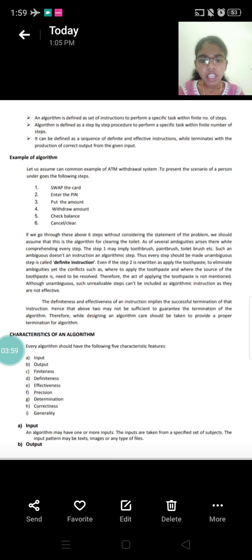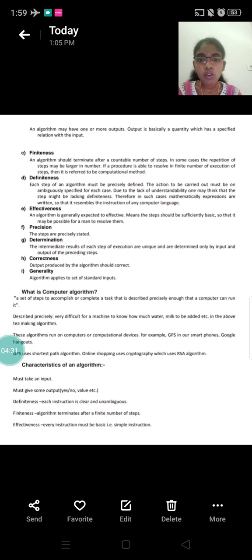Characteristics of an algorithm. Every algorithm should have the following characteristic features: input, output, finiteness, definiteness, effectiveness, precision, determinism, correctness, and generality. Input. First one, an algorithm may have one or more inputs. The inputs are taken from a specified set, and the input may be text, images, or any type of files. Second one is output. An algorithm may have one or more outputs. Output is basically a quantity which has a specified relation with the input.